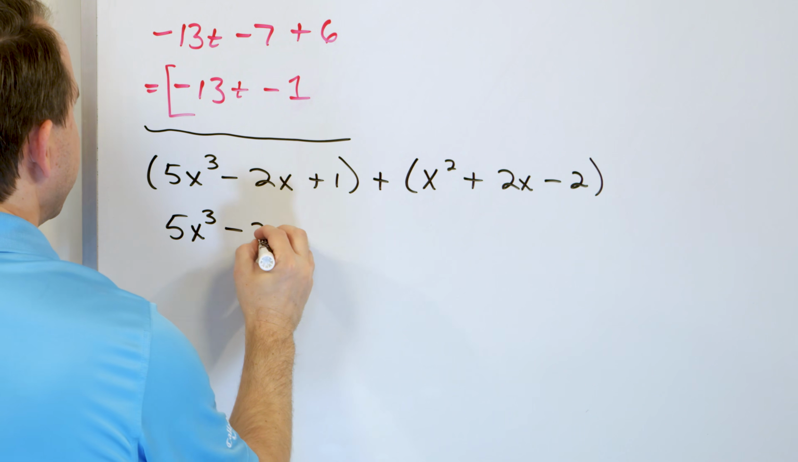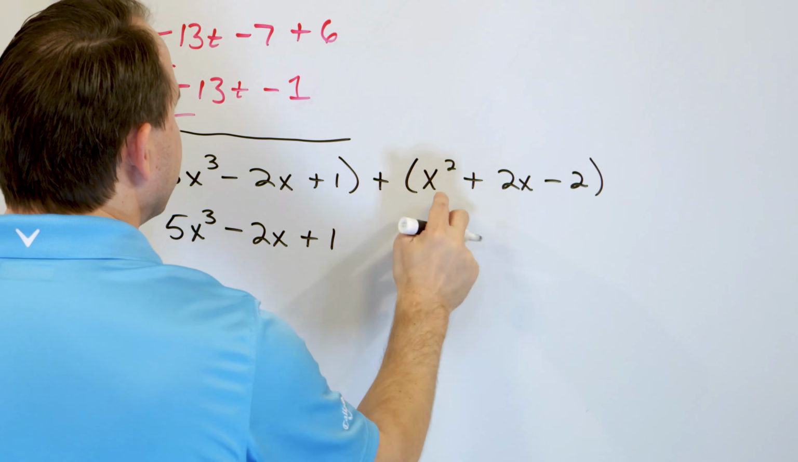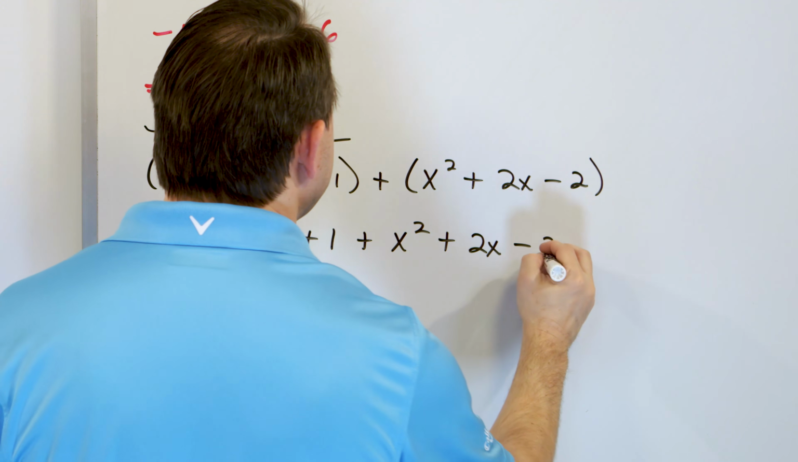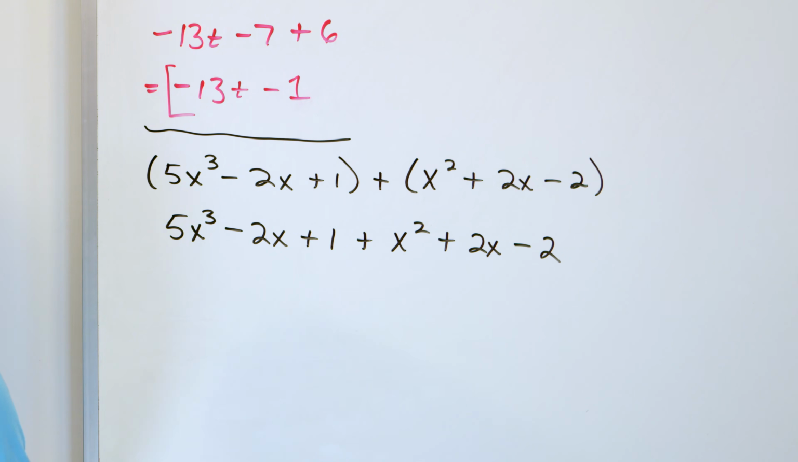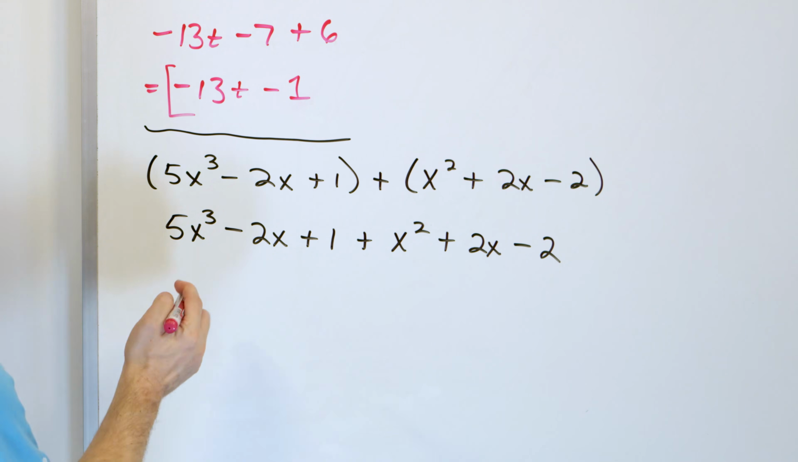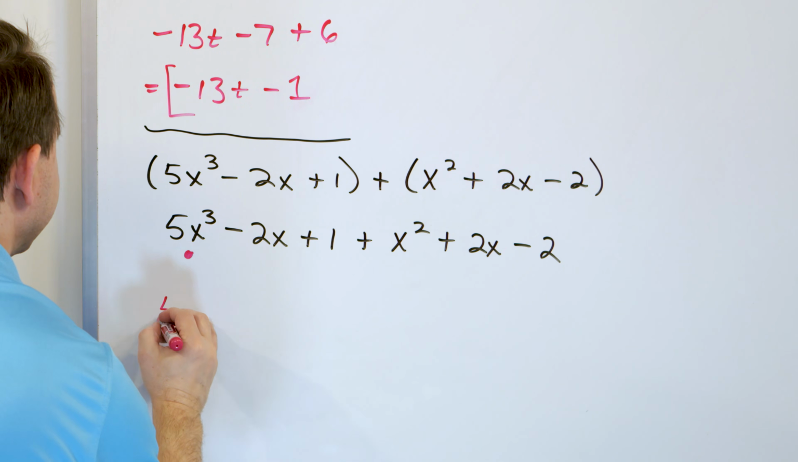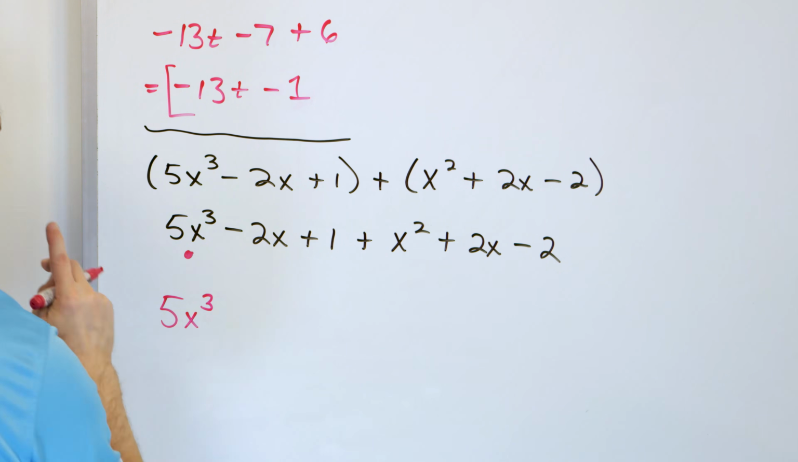5x cubed minus 2x plus 1. Then we'll just add the x squared plus the 2x minus the 2. And then we'll look for like terms. We look for the biggest value of the power of x first, x cubed, and we don't have any other x cubed anywhere else, so we'll just write the first term down as 5x cubed.